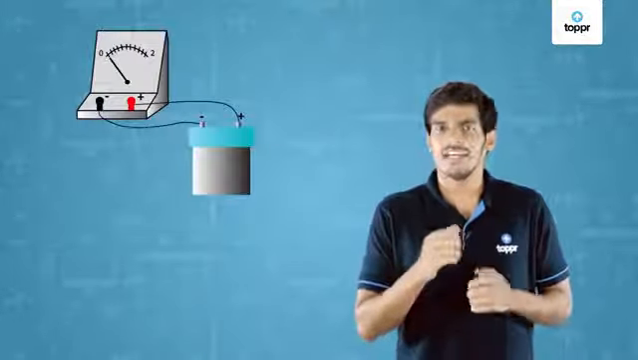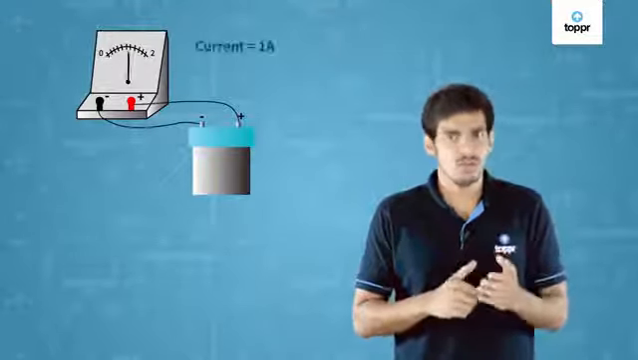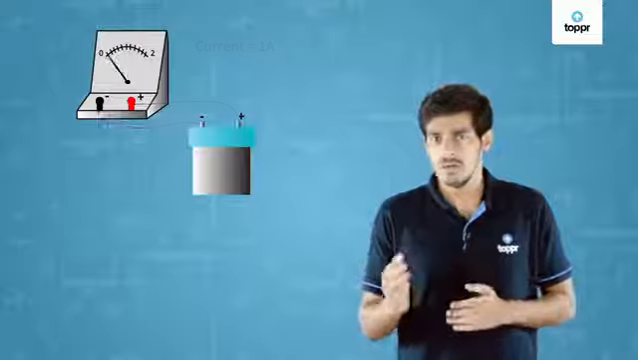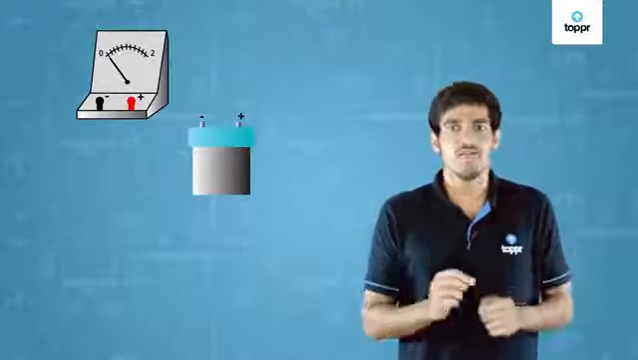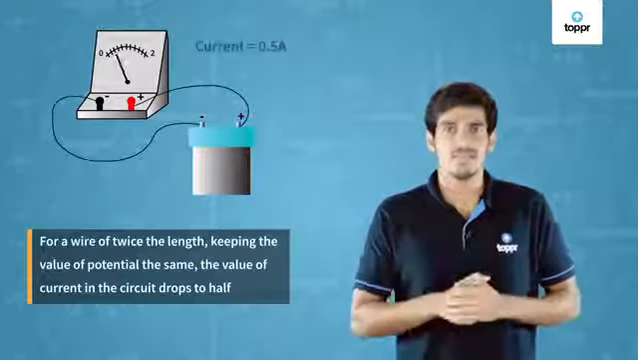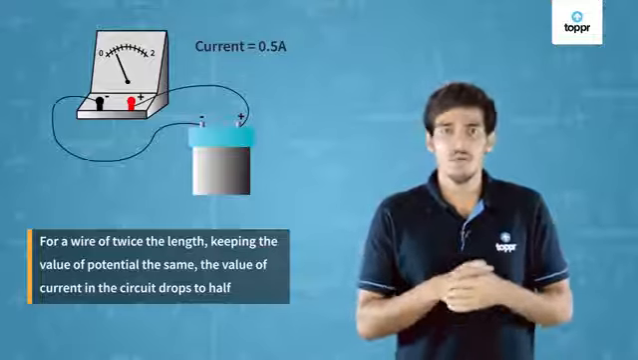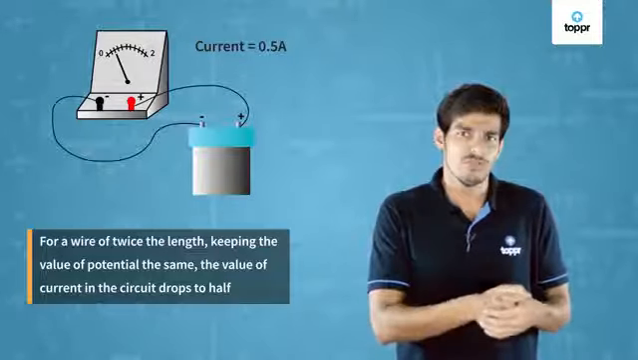Consider I have an open circuit. If I connect a wire across the two terminals, for applied potential V, I'll note down the value of current. Now, across the same two terminals, for the same given battery, if I connect a wire of twice the length, again I'll note down the value of current. I find the value of current has gone down to half.